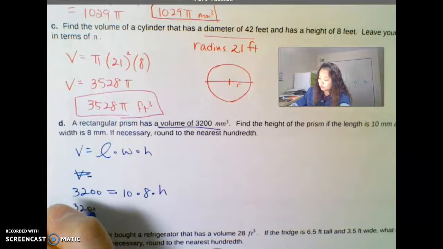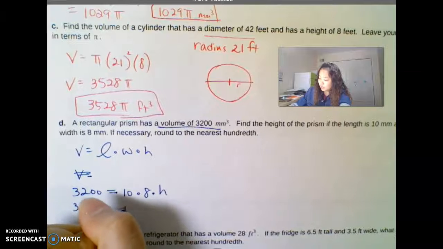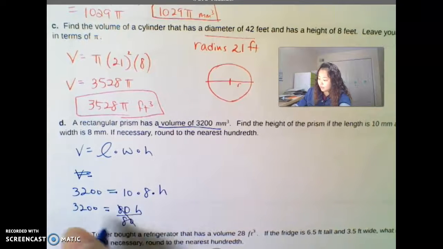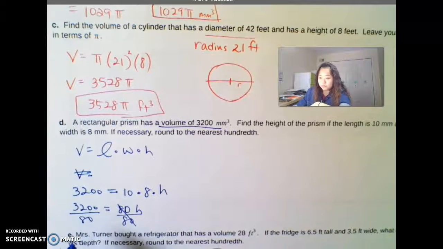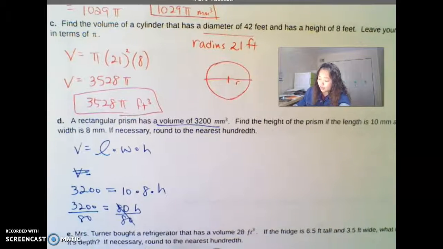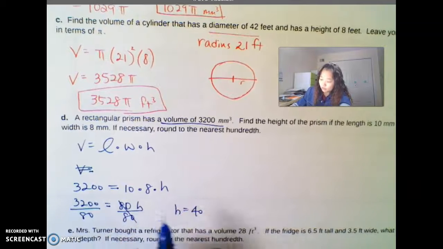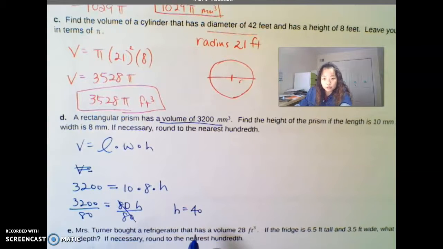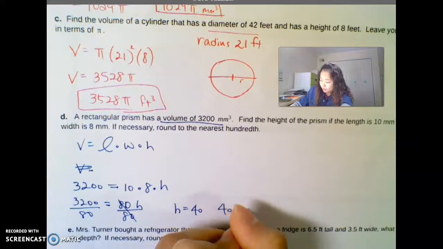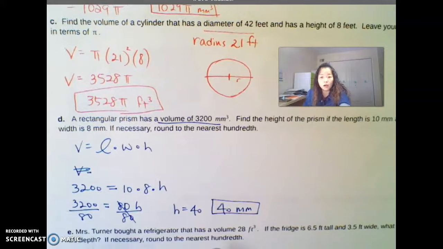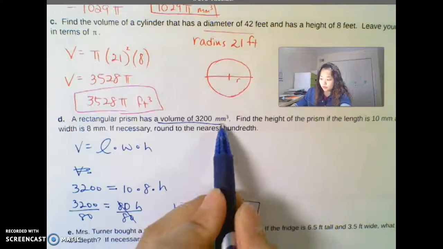Well, 3,200 is 80h. So all you have to do is divide by 80, divide that by 80. 3,200 divided by 80 is 40. So that's 40. What's the unit if we're talking about just the height? Yes, it'd be 40 millimeters. Not square, not cubed. Unit for the length is just the unit, right? So it's millimeters.